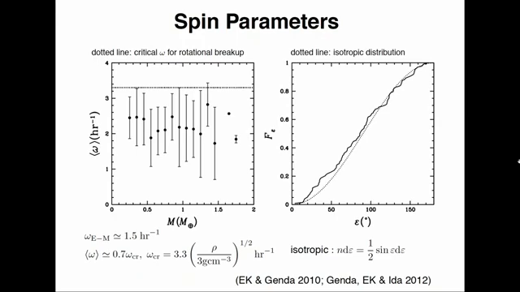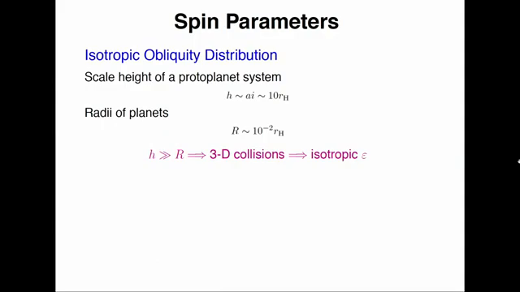Why? Because during this giant impact stage, the scale height, the vertical excursion of the protoplanets, is much higher than the physical size of embryos and protoplanets. So the collisions, the giant impacts, are fully three-dimensional. It's almost random, which leads to this isotropic distribution of obliquity. So that's the prediction.